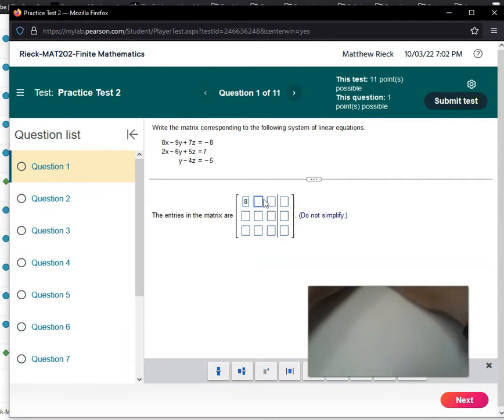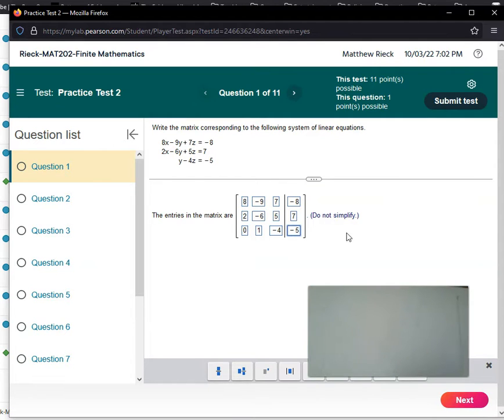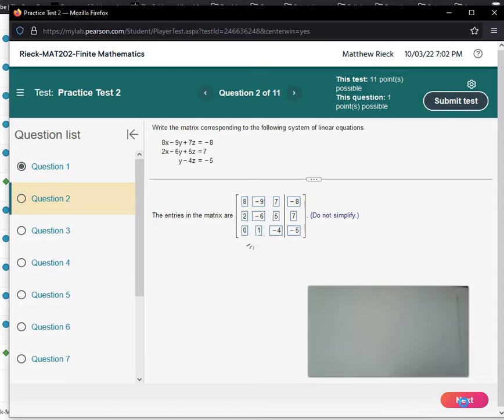To rewrite this system of equations as a matrix, we're just going to focus on the coefficients. So here we have -8, -9, 7, and then generally we do a bar, and to the right of the bar is where we include the answer. The bar takes the place of our equal sign. Then we have 2, -6, 5, and 7, and we have 0x, 1y, -4z, and -5. So it's just asking for the matrix corresponding to that system of equations.